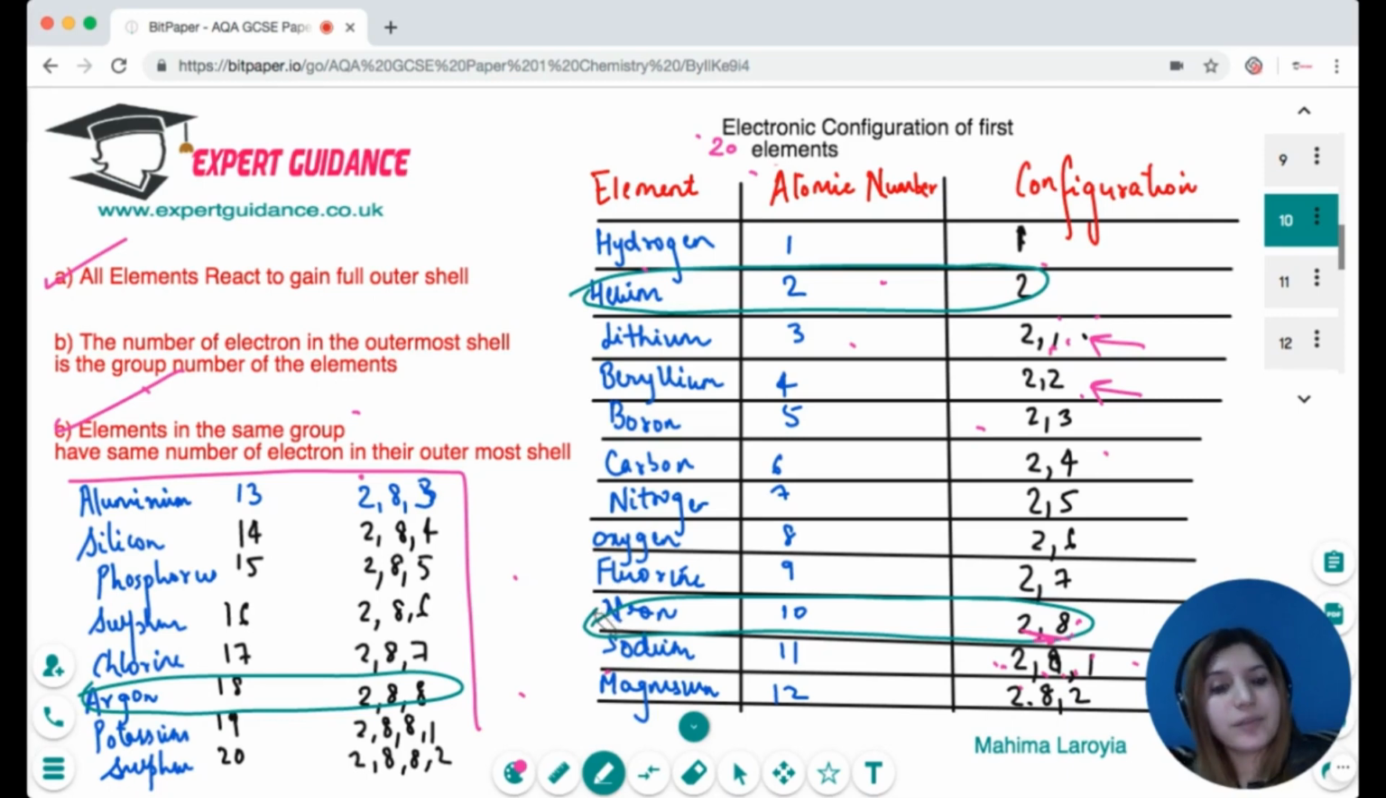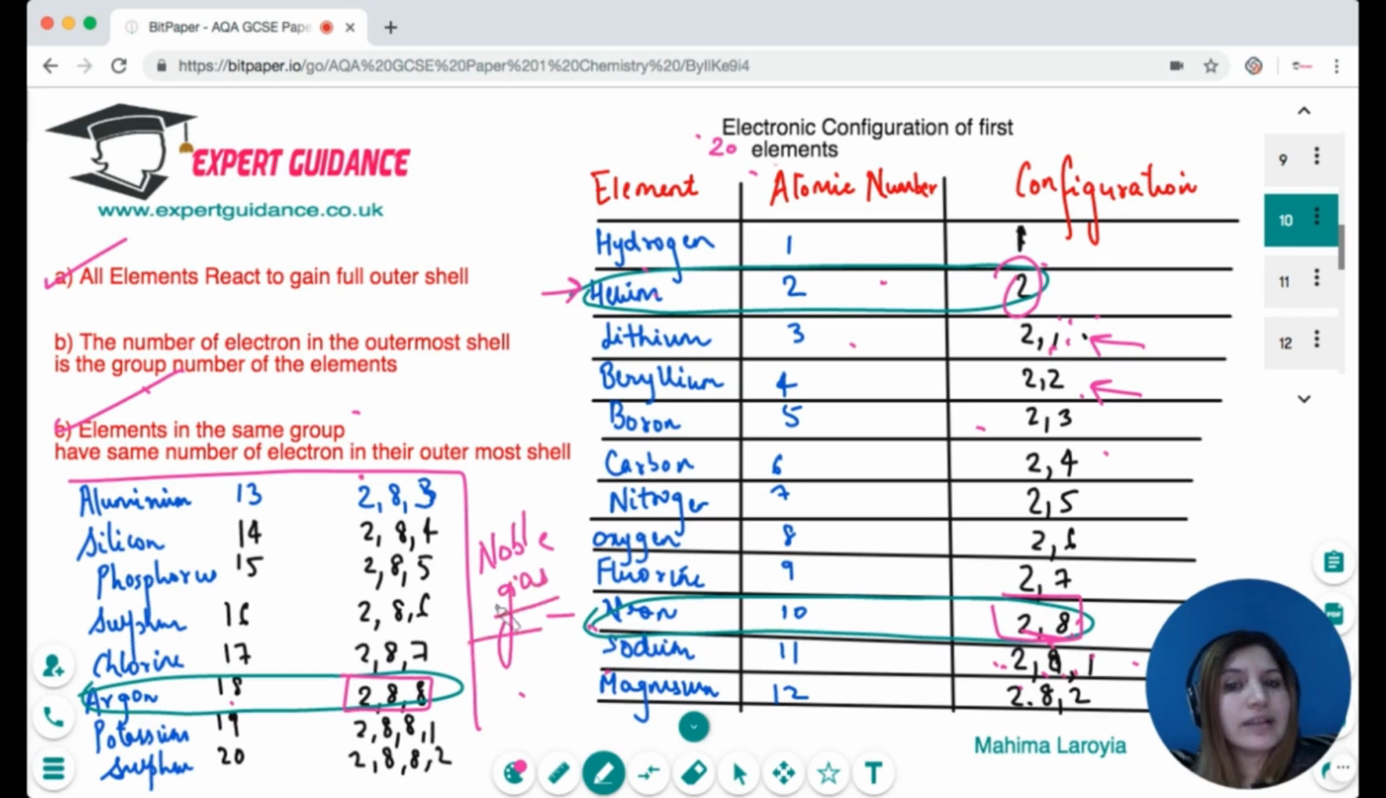The other information you can get by looking at the electronic configuration here is that helium has the complete first outer shell, neon has a complete second outer shell, and argon has a complete third outer shell. These three elements do not have any capacity to take any other electron, therefore they are noble gases. Why? They have a full outer shell, therefore they do not have to react further.